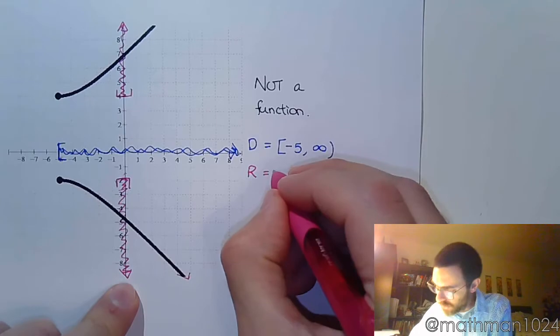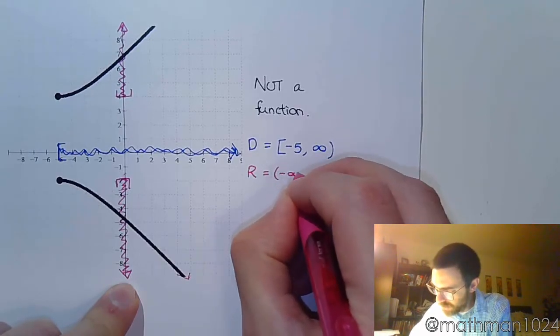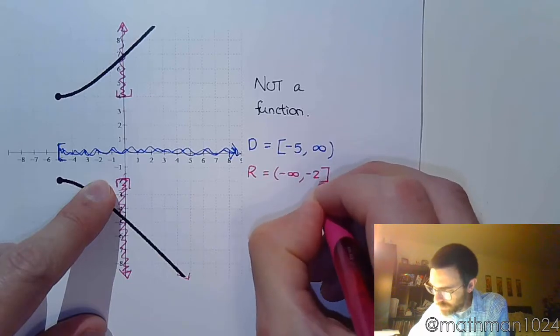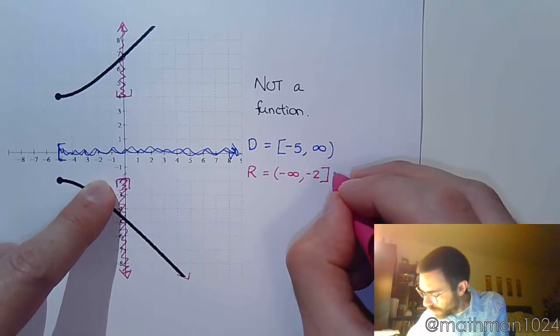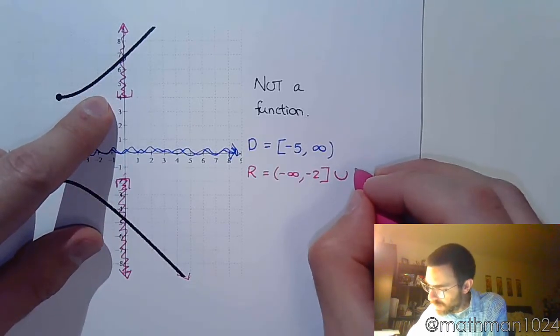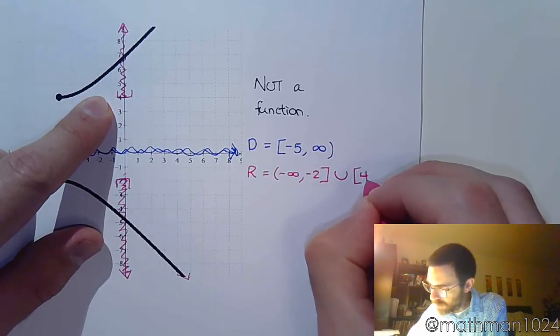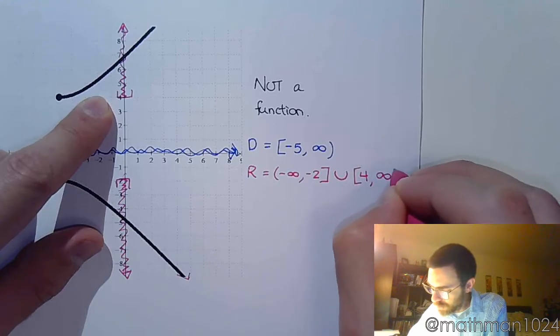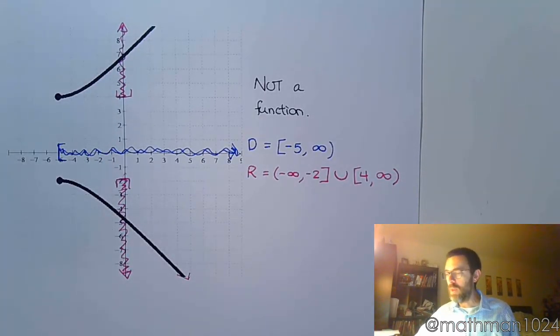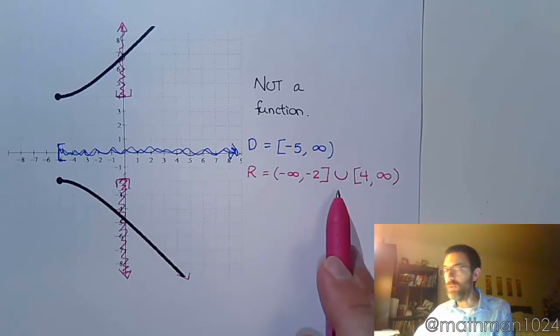So least to greatest, from negative infinity up to -2, bracket, union, because we have to join this with the other piece, so that's bracket for all the way up to infinity. Alright, so we had that jump, we had that gap, so we have to use that union symbol to connect those two sections together.